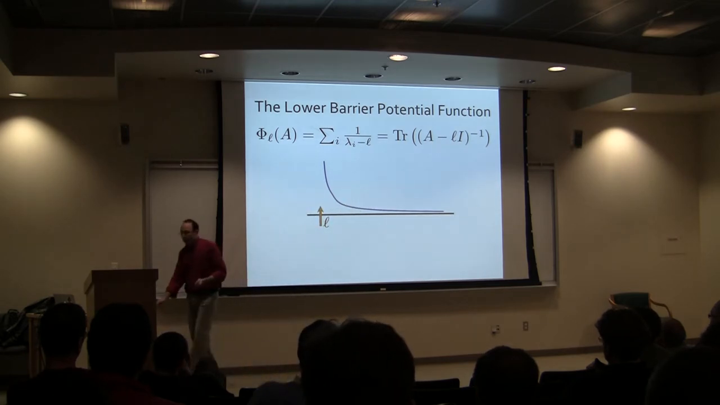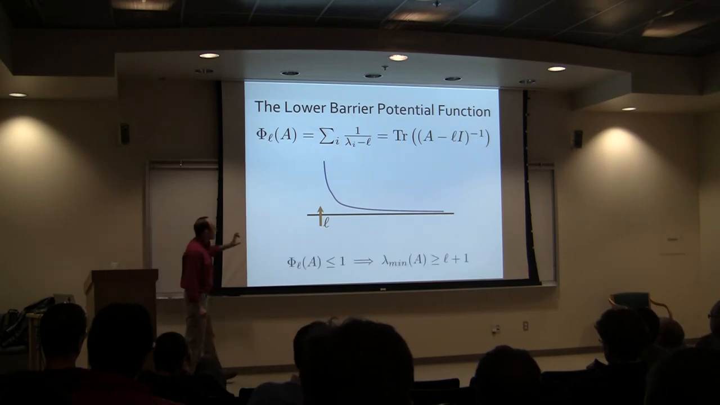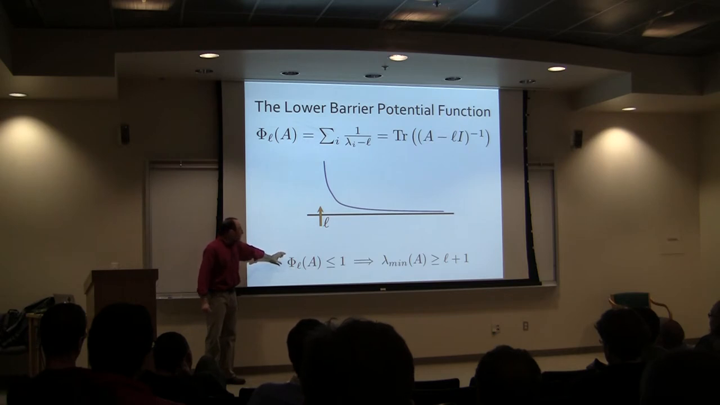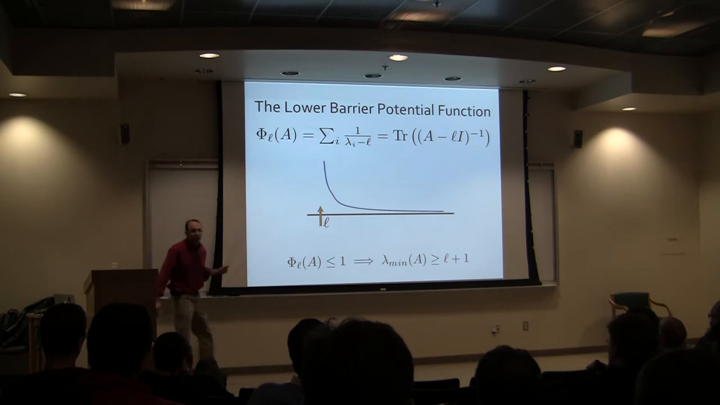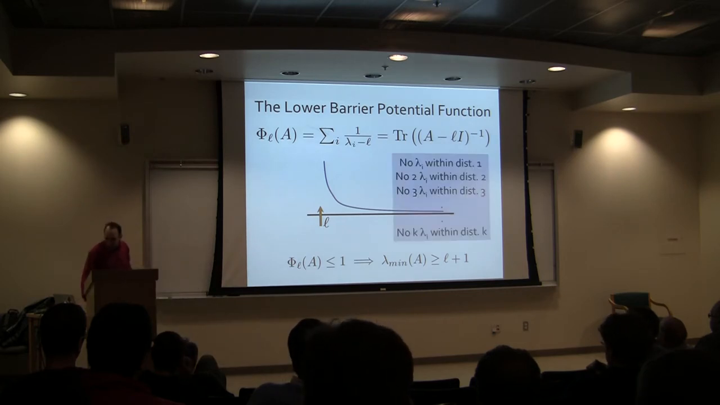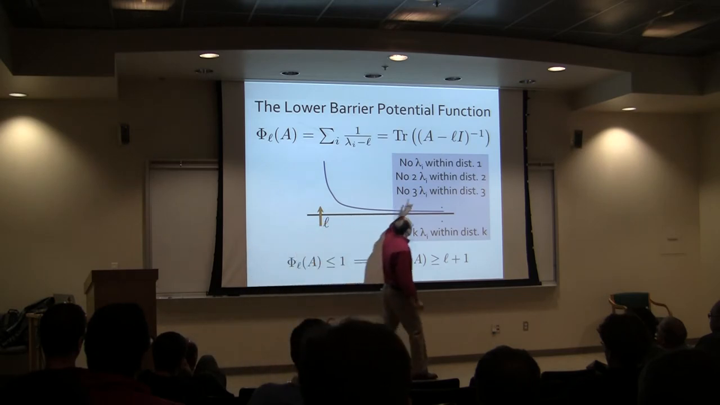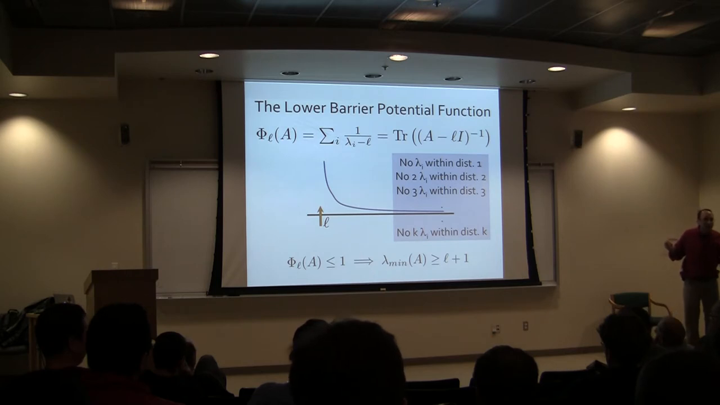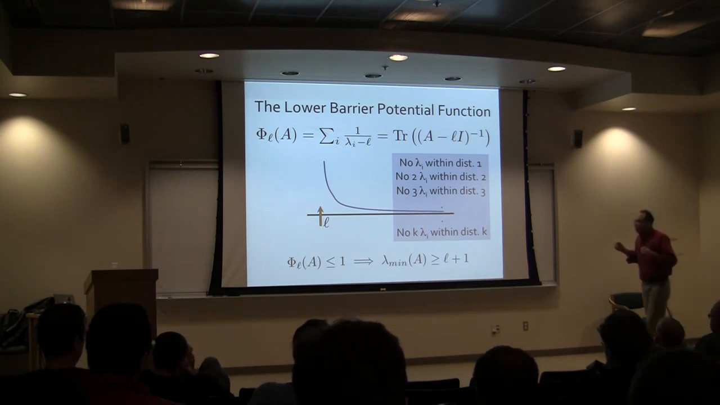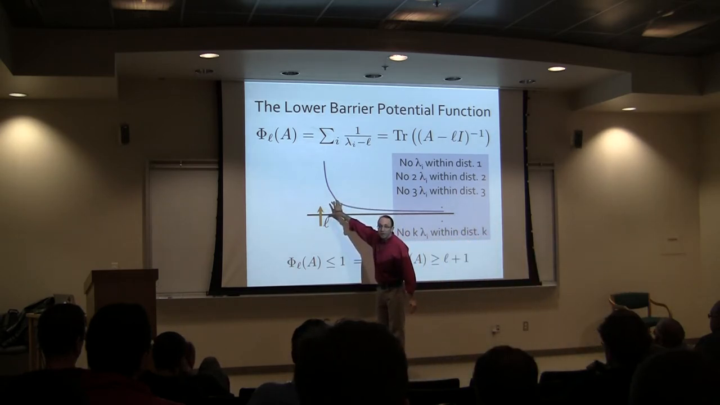This is powerful if I can bound this number. For example, if I know it is at most 1, I know that the smallest eigenvalue is at least L plus 1, where L is my barrier, but I know more than that. I know there are no 2 eigenvalues within distance 2 of the barrier, no 3 eigenvalues within distance 3, and so on. So when I put an upper bound of 1 on this barrier function, it's really giving me control over how close the eigenvalues are to the barrier.